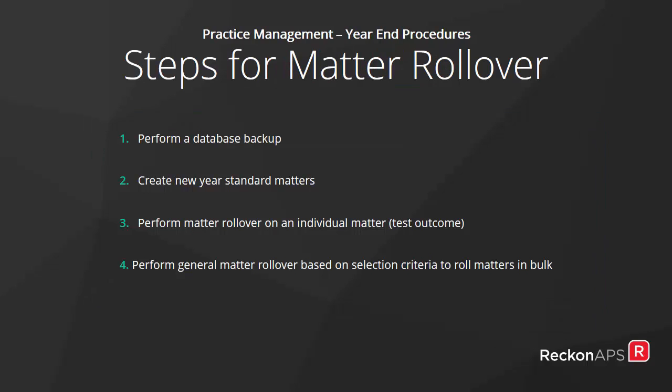There are 4 basic steps for completing a matter rollover. The first step we recommend is that you have a current backup of your Reckon APS database. You may need support from your internal IT or external IT administrator to ensure this step is completed. It is important to note, matters can only be deleted individually. If you complete the bulk matter rollover or general matter rollover in error, you will need to seek support from Reckon as a chargeable exercise.